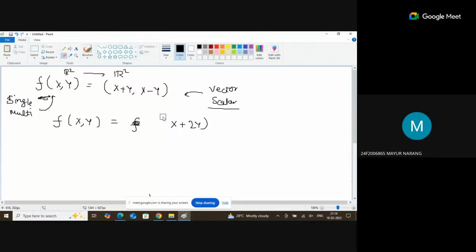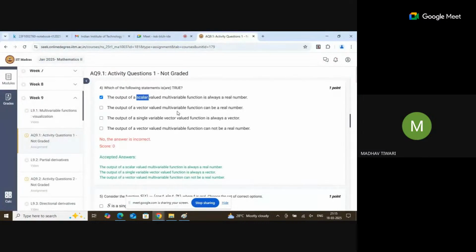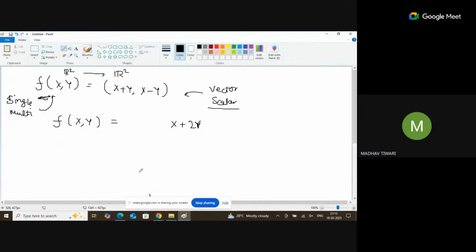Is it from R2 to R2? No, it is from R2 to R. It cannot be to R2. If it is scalar valued, it will always be in R1, and the domain will be in Rn, where n is greater than, or m, you can say m.